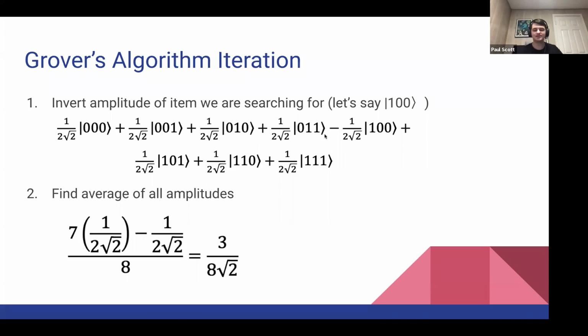You can see here that all this does is invert the probability amplitude of the state we're looking for, which in this case I just said is 100. Then we find the average of all the amplitudes. Because we negated one of them, it brings the average down. If we just took the average as was, with this being a plus, the average would be 1/2√2, exactly what all of them are. But by making that one negative, the mean becomes a little bit less than all the other probability amplitudes.